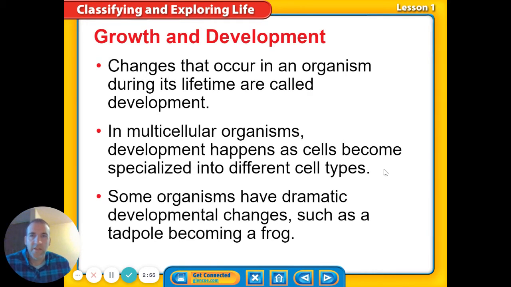Development, that is any changes that occur in something's lifetime. So for example, you are able to talk now, and you were not when you were a baby. You're able to walk and run now, and you weren't when you were first born. Those changes are examples of development in humans. In multicellular organisms, that development happens because cells are more specialized as they go through their lifetime. So they turn into different types of cells that allow the organism to become more developed and to do more complex things. Some organisms have dramatic developmental changes, like a tadpole turning into a frog.